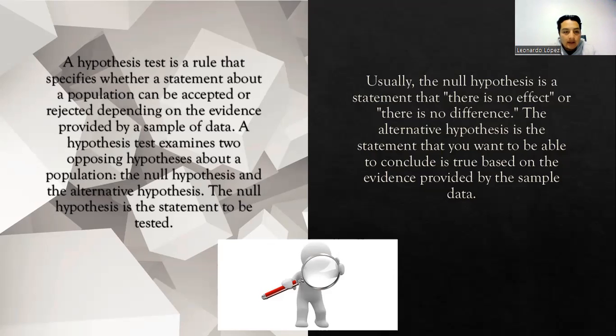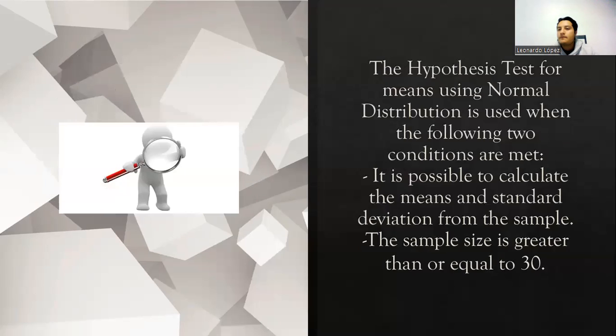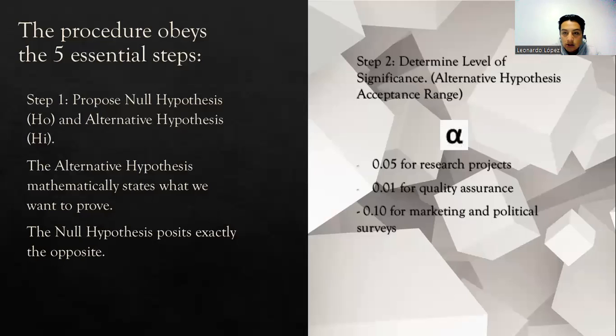Okay, first, the hypothesis test for means using the normal distribution is used when the following two conditions are met. First, it is possible to calculate the mean and the standard deviation from the sample data. And second, the sample size is greater than or equal to 30.